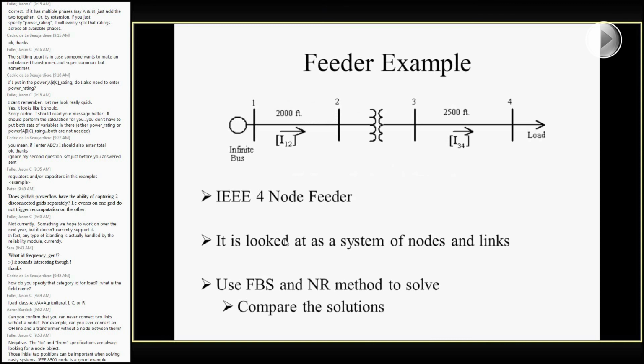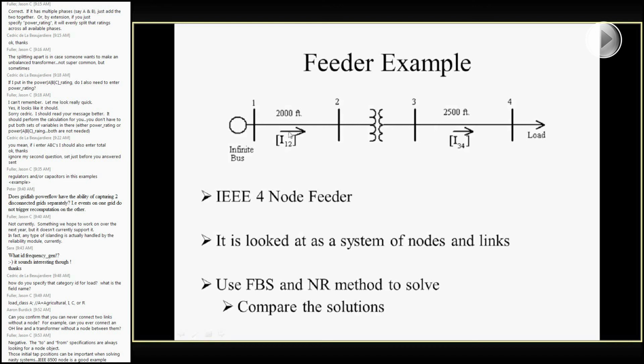So if we look at a simple feeder example, this is one of the IEEE 4-node feeders. It's basically a way of testing different transformer types. And if you look at it, it's a system of nodes and links. So each one of these vertical lines is a bus, just like the transmission notation. And the points in between them are links. So inside GridLAB-D, each one of these vertical lines is a bus or a node, and each one of the connecting points, or the connecting lines, is a link or some form of line.